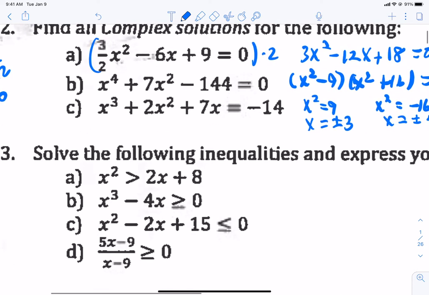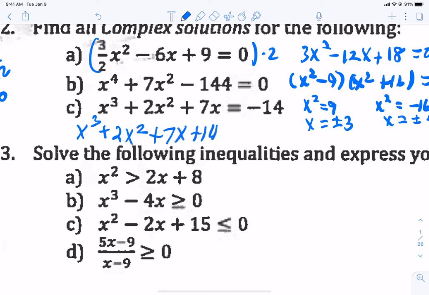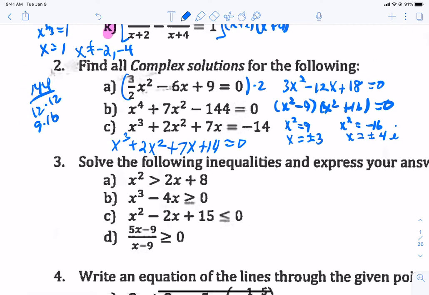Part C, get that equal to 0. And then that is one that is done by grouping. So if it says find all the complex solutions, for A, the highest power is a 2, so you should get 2 answers when you're done. Part B, the highest power is a 4, you should get 4 answers. And part C, the highest power is 3, you should get 3 answers when you're all done. So watch, if they say complex, use that power to guide you that you should get that many answers. Okay, any questions on number 2?